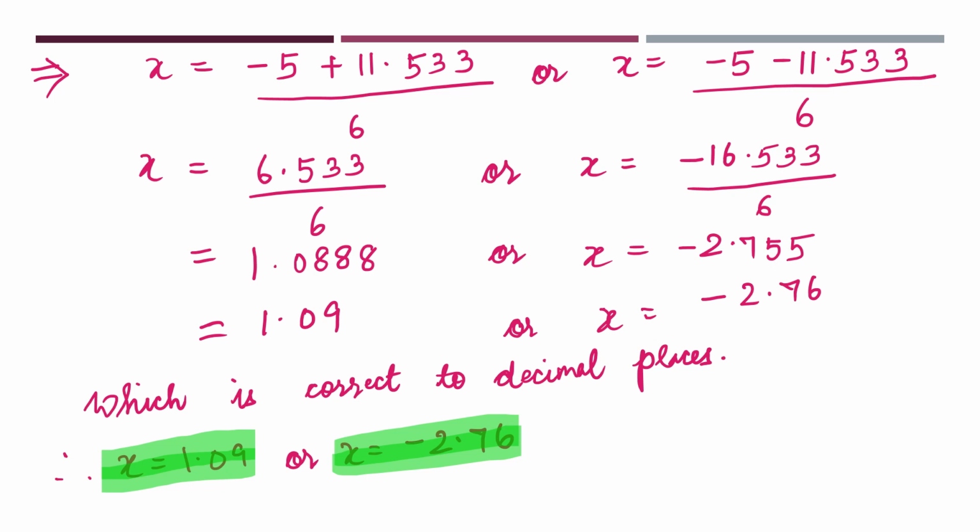Okay, therefore x is equal to 1.09 or x is equal to minus 2.76, because we have to give it to 2 decimal places. Therefore x is equal to 1.09 or x is equal to minus 2.76.